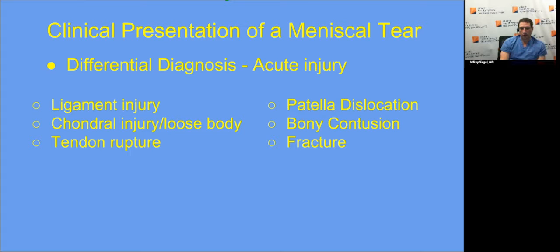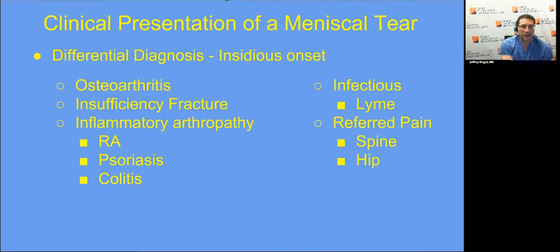Certainly, a direct blow to the knee can cause a bony contusion, and certainly fractures. Fractures can sometimes be subtle with a patient who's had an impaction fracture or a hyperextension injury, or even in older people with osteoporosis, they may have a tibial plateau fracture from a low-grade injury that can lead to confusion with meniscal pathology.